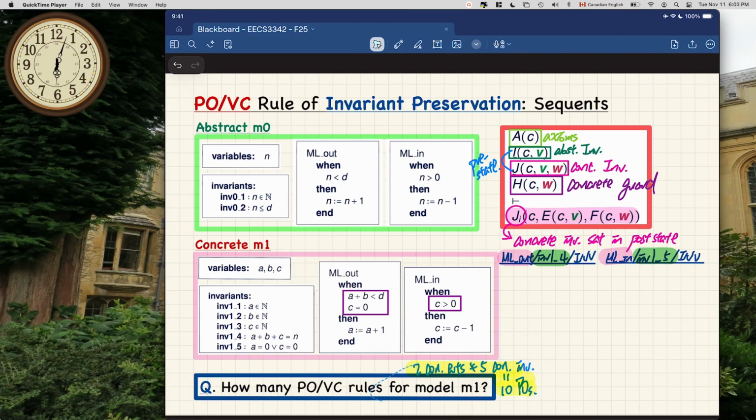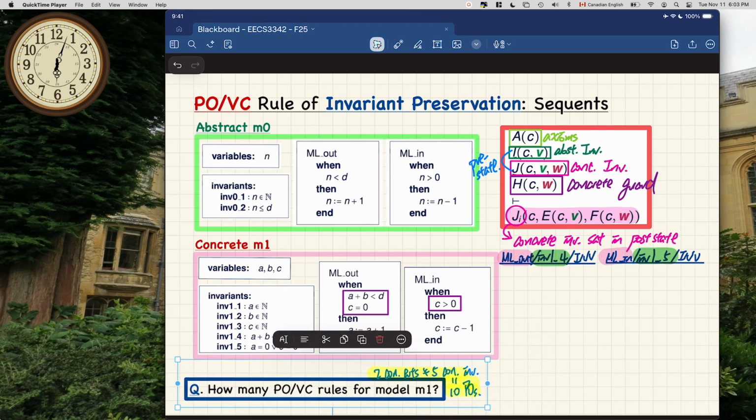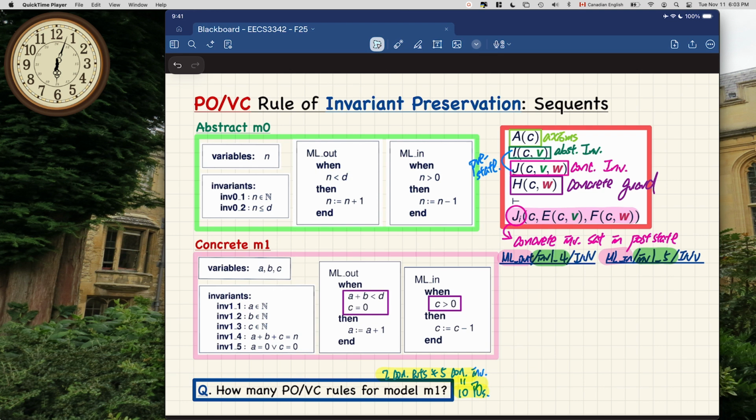Let me just see if I can make it a little bit smaller. Okay, good. So all of them are going to share this part. Sorry, this part here is going to be shared between these 2. Only the concrete guard is going to be different. For ML out, it's going to be this. ML in is going to be this. So let's now write down these 3 parts first because they will be shared in common. Let's start with the axiom.